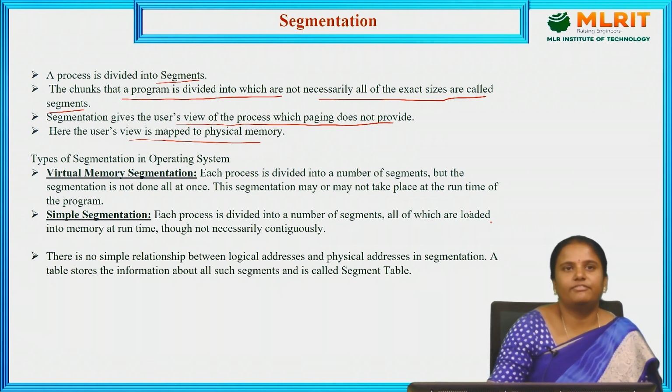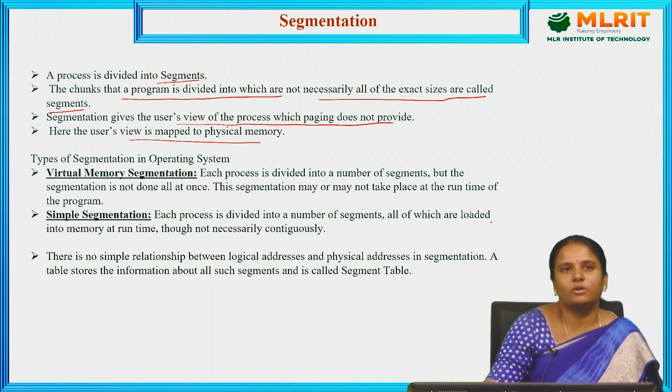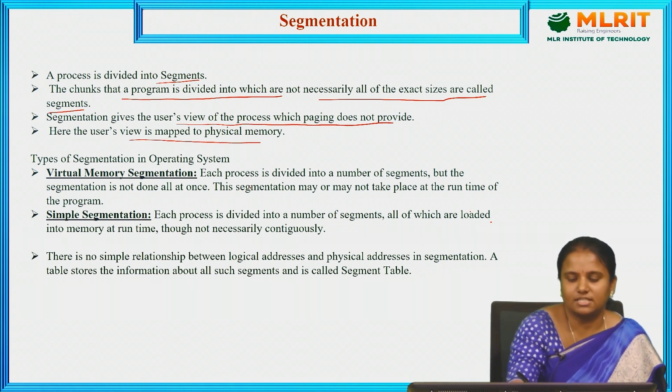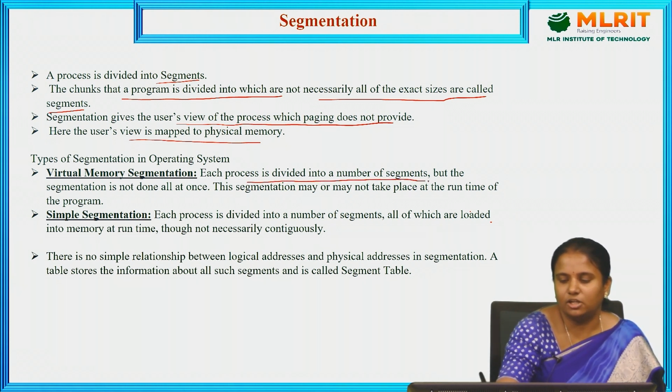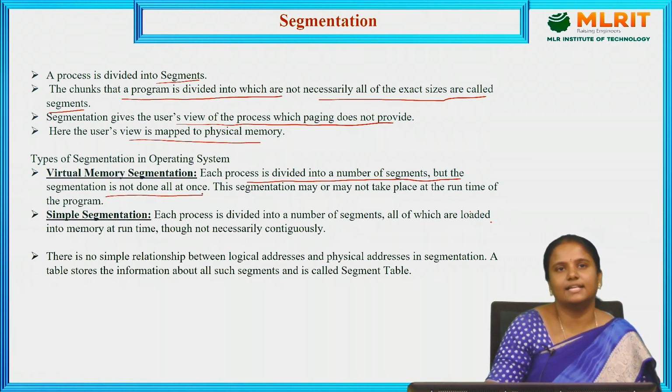Next, what are the different types of segmentation in operating system? There are two types of segmentation in operating system: virtual memory segmentation and simple segmentation. Virtual memory segmentation is where each process is divided into a number of segments, but the segmentation is not done all at once. It cannot be done all at a time.